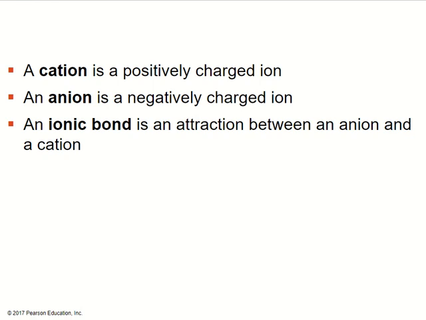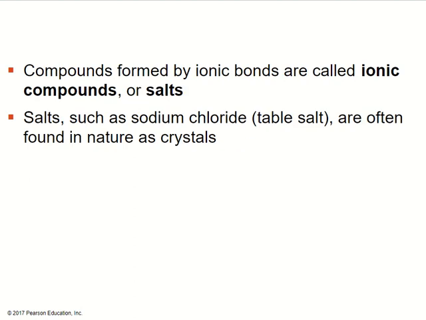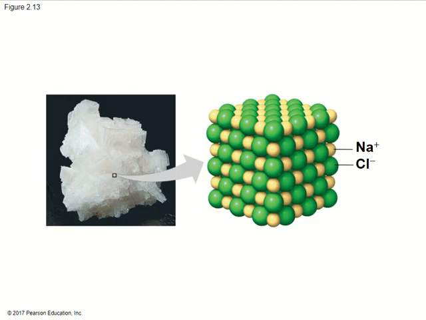When a positive ion is formed, that ion can be called a cation, and a negative ion would be called an anion. Ionic bonds are the attractions between anions and cations. Compounds formed by ionic bonds are called ionic compounds or salts. An example of a salt is sodium chloride, table salt, often found in nature as crystals. Unique to ionic compounds is that they'll form these lattice structures.